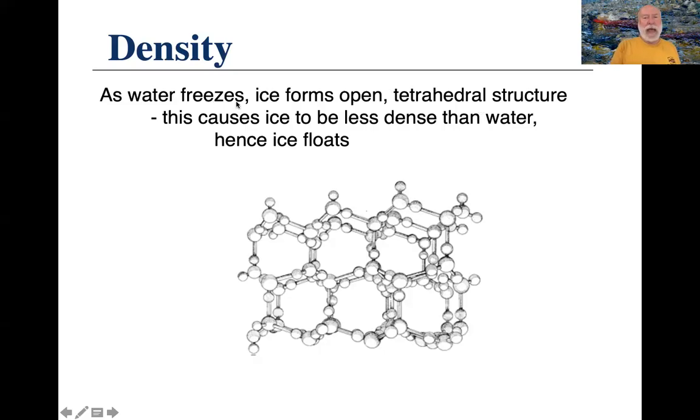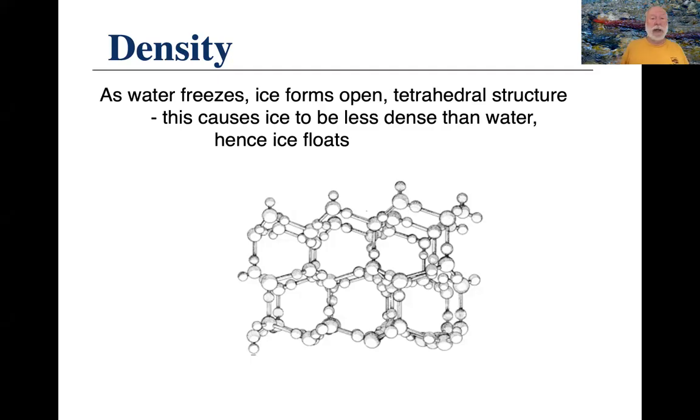Okay, now, as it forms this open tetrahedral structure, the water molecules actually move slightly further apart. And so as a consequence, ice is less dense than water. And as a consequence of that, ice floats. So ice floats on top of water, okay? So the solid phase of water, in other words, ice floats on liquid water. And that is a very unusual property. Most substances become more dense as they transform from a liquid to a solid state, but the opposite is true in the case of ice.